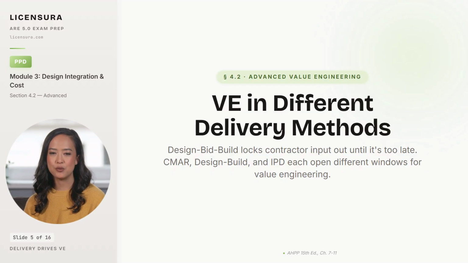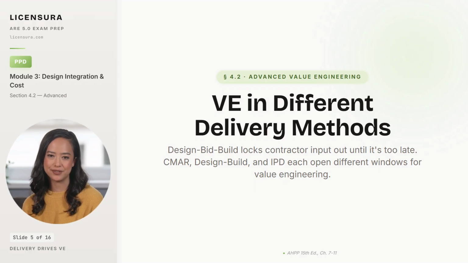Every architect who has watched a design bid build project come in 20% over budget has had the same thought. If only a contractor had told us about the cost problem 6 months ago. That thought is the architecture of regret, and you avoid it by understanding how the delivery method governs when VE can actually happen. Under design bid build, the contractor arrives after design is complete, and any post-bid VE becomes a contractor change order rather than collaborative design improvement.